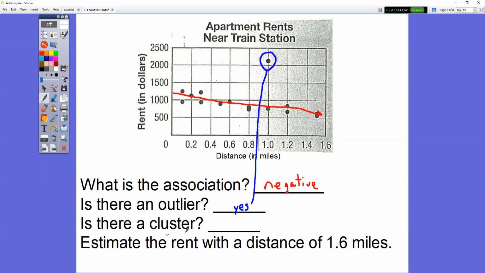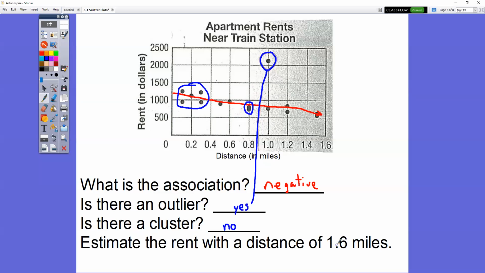Is there a cluster of points? Now, I got into an argument in some of my other classes today. I'm going to say no. Could you make an argument maybe for these that there's a cluster? You might be able to make an argument there, but when you take a look at the whole scatter plot, they're pretty much all equally spaced. So I'm going to say no, there's not a cluster. Somebody in my last class said, well, don't these 2 points make a cluster? No, 2 points do not make a cluster. You need like 3 or 4 or 5 points to make a cluster. So 2 points don't make a cluster.